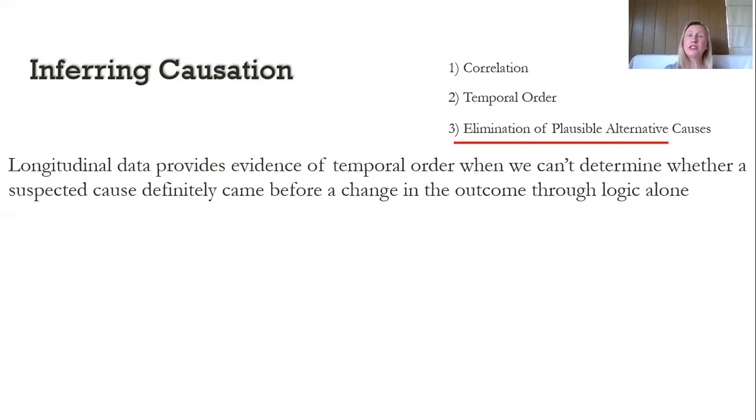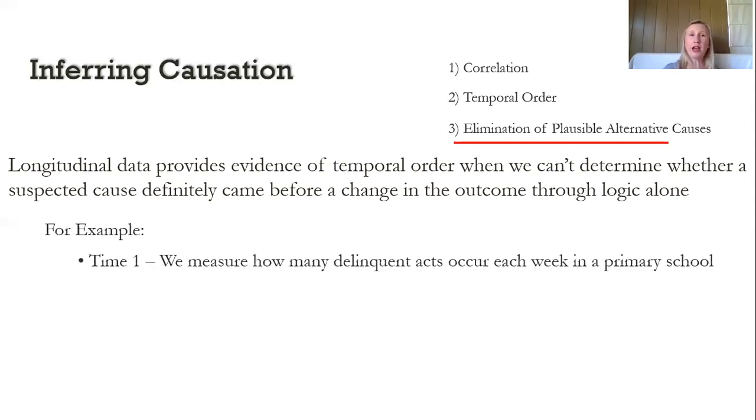Now, think about the types of methodologies we've discussed so far. If we think longitudinal data, so looking over time at particular variables for a similar group or a panel, it can provide us really good evidence of temporal order if I can't determine whether a cause came before or after a change in the outcome through logic alone. So following somebody throughout their teenage years, I can be more sure about temporal order than if I was to just do a retrospective study.